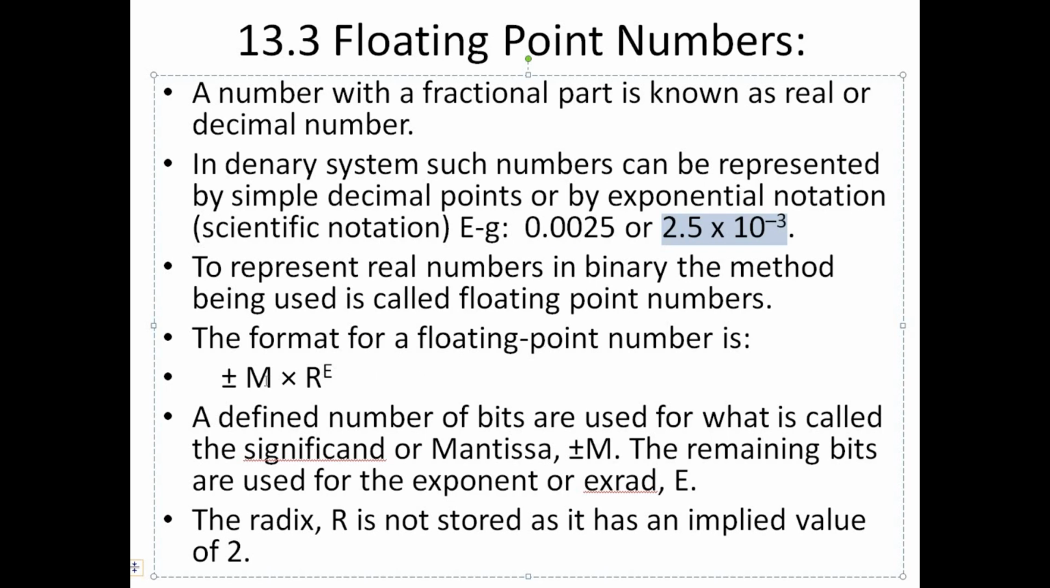The format for a floating point number is as follows. This is the first part of the number, known as the mantissa, and this is known as the radix, multiplied by the radix raised to the power of e, or exponent. In binary, the numbers are written as mantissa and exponent. Now usually the radix is always 2, because that is the base for binary.